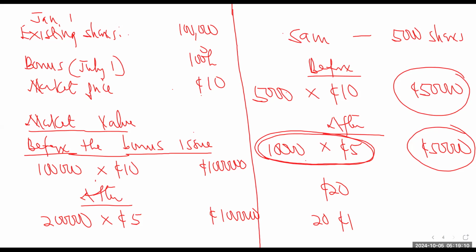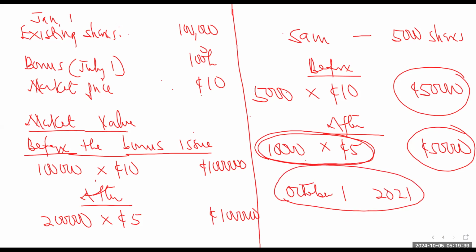Okay, so bonus issue. The bonus issue is assumed to be in existence from the beginning of the year. It doesn't matter when it has been made. So if the bonus issue is made on, let's say, October 1, 2021, no, we don't do that. The bonus issue is going to be having what? Effect for only 3 months?